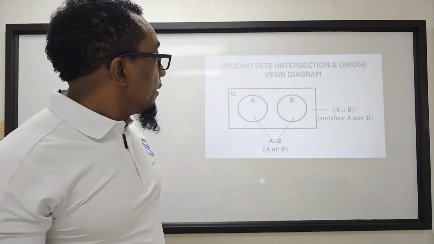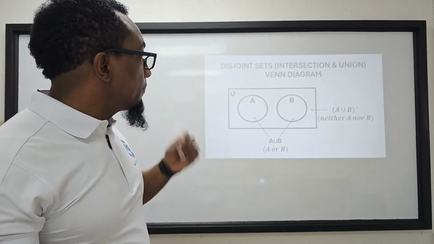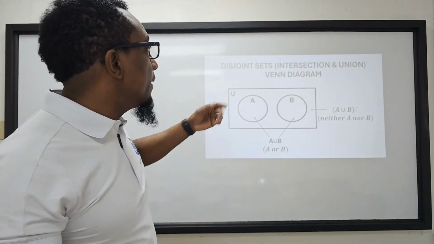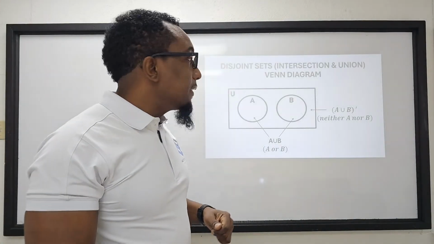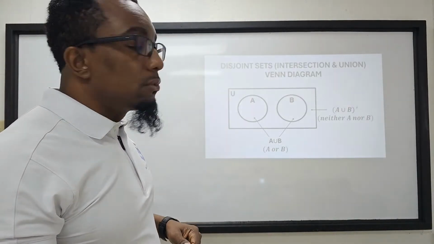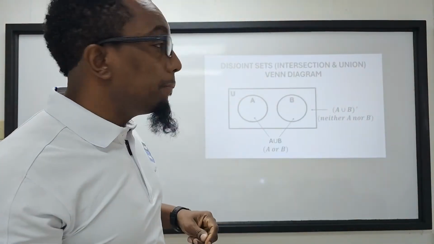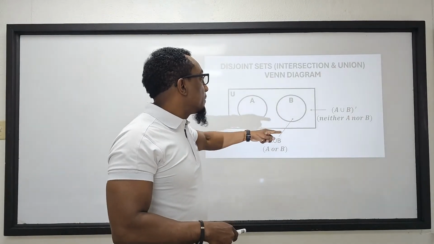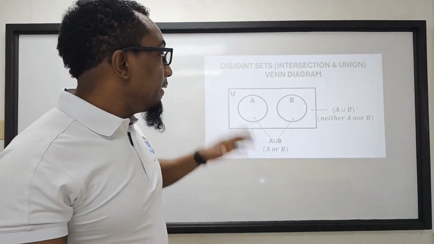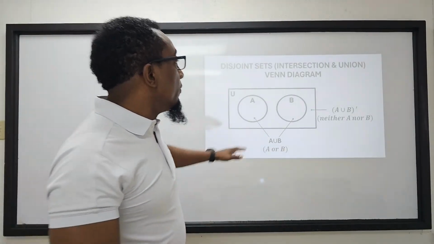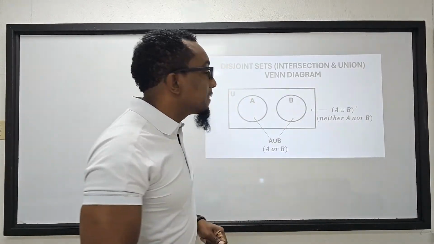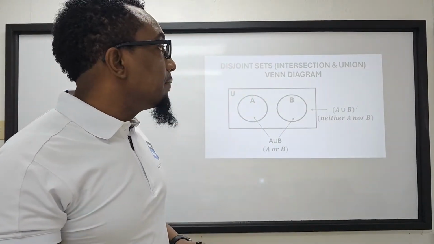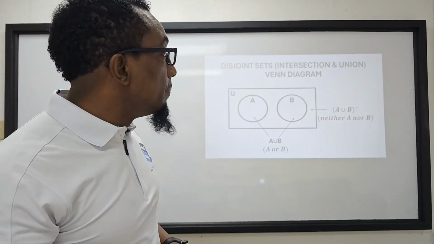So in terms of a Venn diagram, we have here set A and set B, and you see where both are separated, disjoint within your rectangle. But this also represents A union B, A or B, and the region outside represents the complement of A union B, neither A nor B.